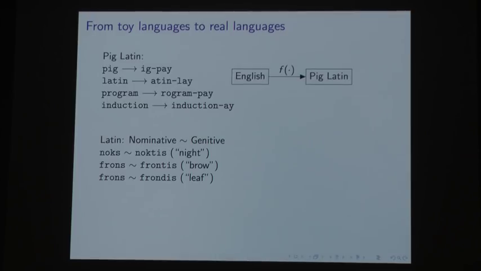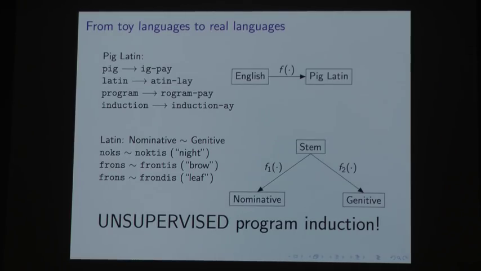Here's actual Latin. If you look at the words for brow and leaf in their simple nominative form, they're the same. So you cannot think of this as a function that takes you from inputs to outputs. Instead, you have to appeal to some hidden representation, which linguists call a stem. You have to say that there's some unobserved object, which if you pass it through different programs, inflects a word in different ways.